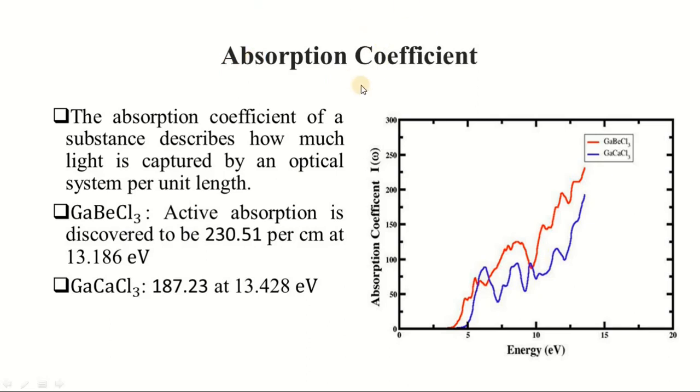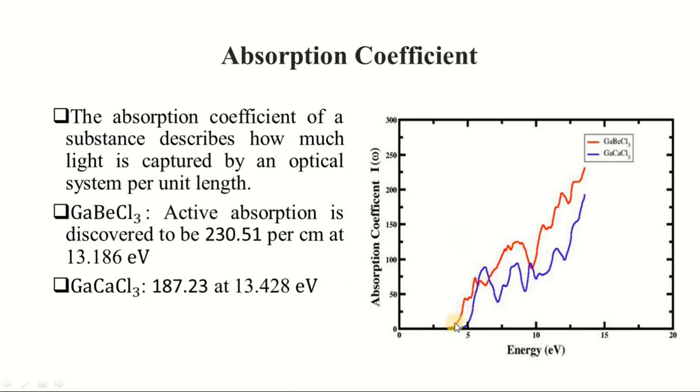Another optical property is the absorption coefficient, which states how much light or electromagnetic radiation is being absorbed by the material when the light enters through it. It is clear from the figure that a peak absorption of 230.51 per centimeter is observed at 13.186 electron volt for GaBeCl3, and for GaCaCl3 the peak absorption of 187.23 at about 13.42 electron volt.